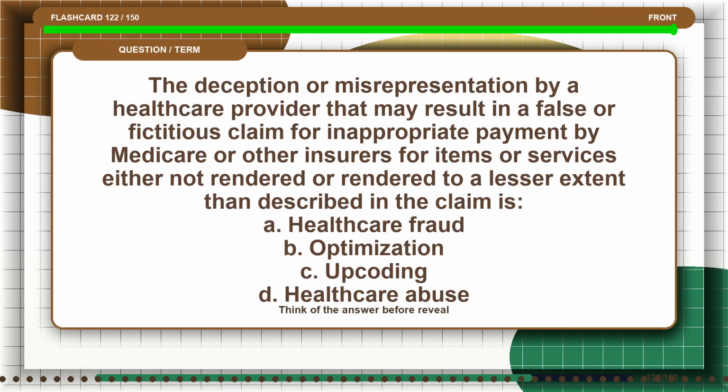Flashcard 122. The deception or misrepresentation by a healthcare provider that may result in a false or fictitious claim for inappropriate payment by Medicare or other insurers for items or services either not rendered or rendered to a lesser extent than described in the claim is A. Healthcare fraud. B. Optimization. C. Upcoding. D. Healthcare abuse. Think of the answer before the reveal.